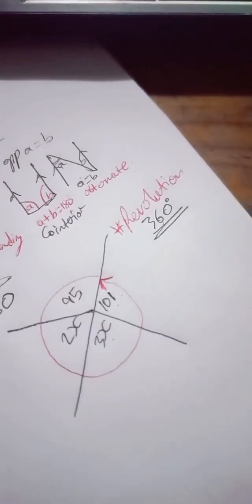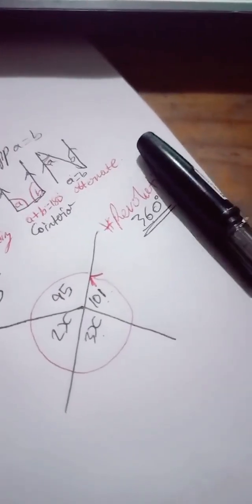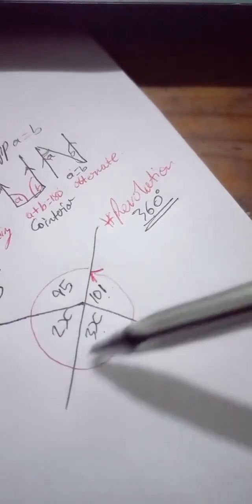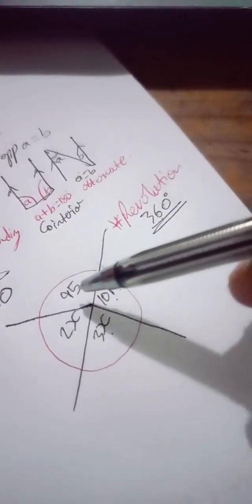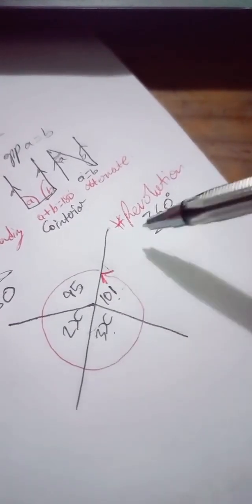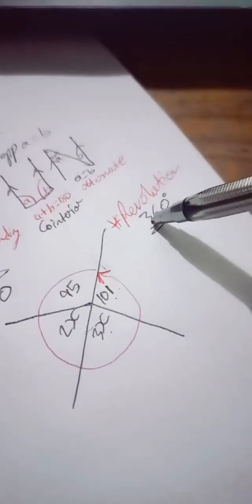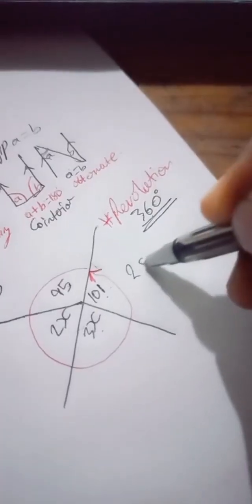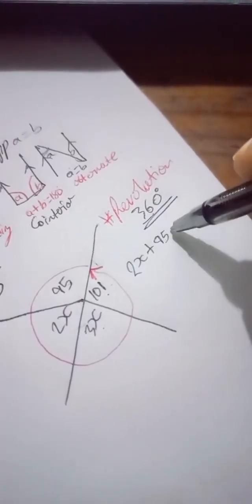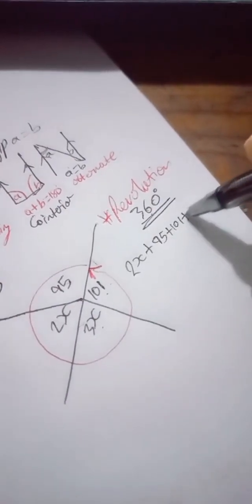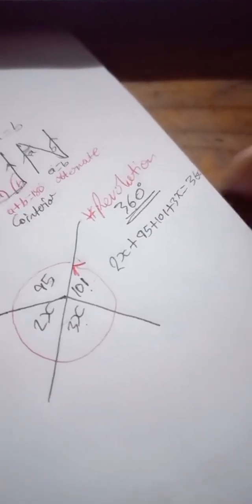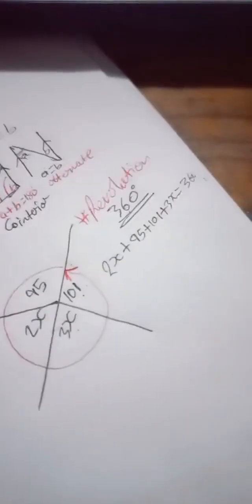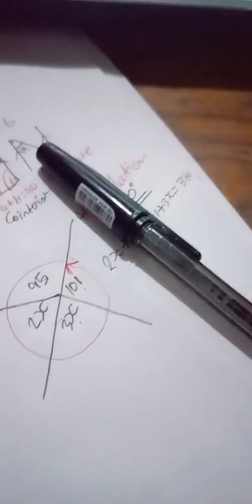All right? So what are we going to do? We are going to say this is a revolution. So if we add all these four angles, we must get 360. Right? So we are going to take 2x plus 95 plus 101 plus 3x is equal to 360 degrees. I hope we are together there.